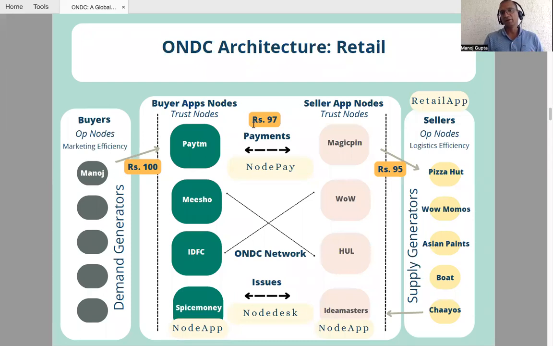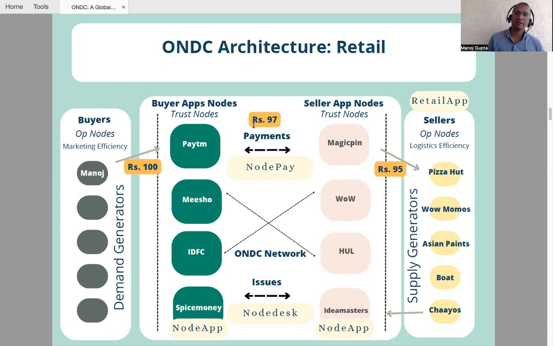I paid 100 rupees for the pizza. Paytm might take 3 rupees as a commission. They pay 97 rupees to Magic Pin. Magic Pin might keep 2 rupees as a commission. 95 rupees comes to Pizza Hut. This is how the payment flow works in ONDC, right?